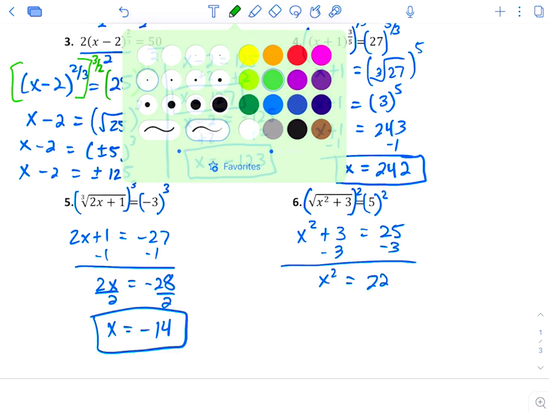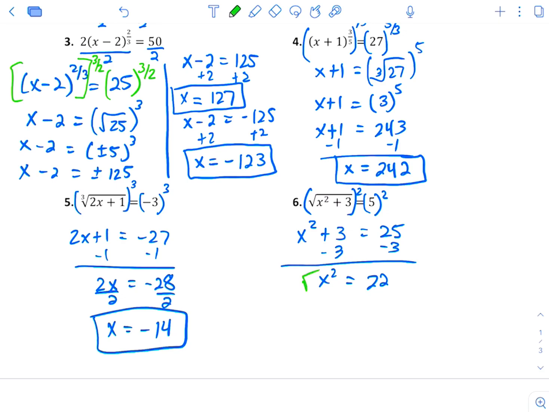And then to undo that square, I have to take the square root of both sides. Now again, we wrote in the square root symbol, so that means that I have to account for both a positive and negative answer. So my x is going to be equal to plus and minus the square root of 22. And then I can't simplify that any further, so I'm just going to leave it. So this would be my final answer.